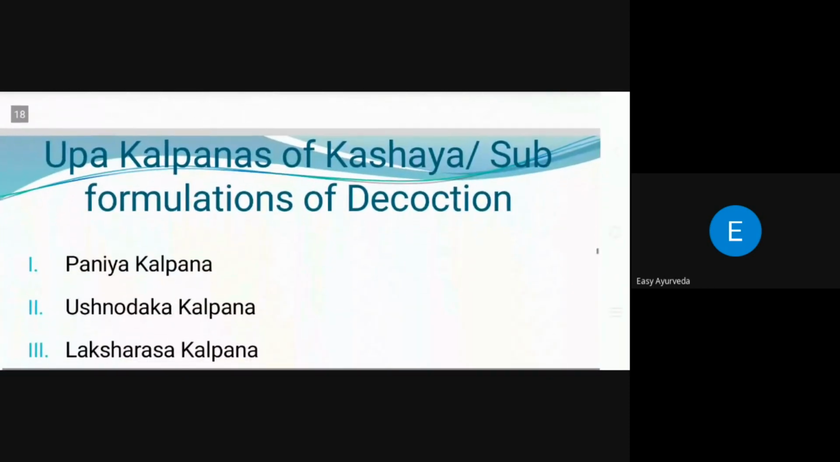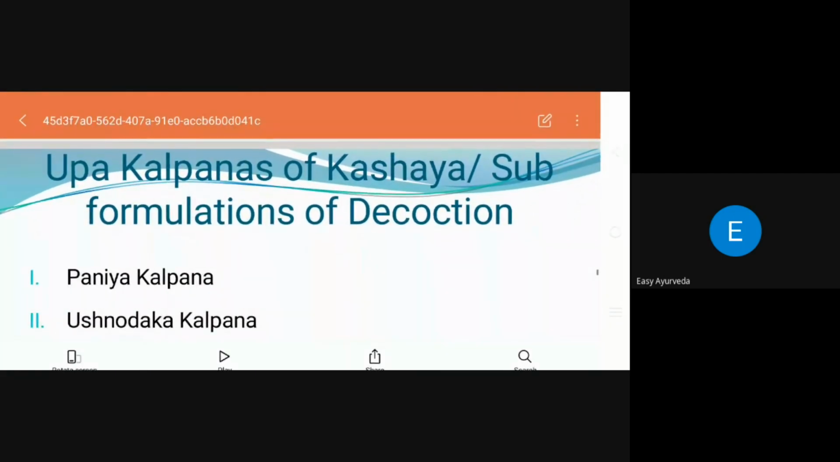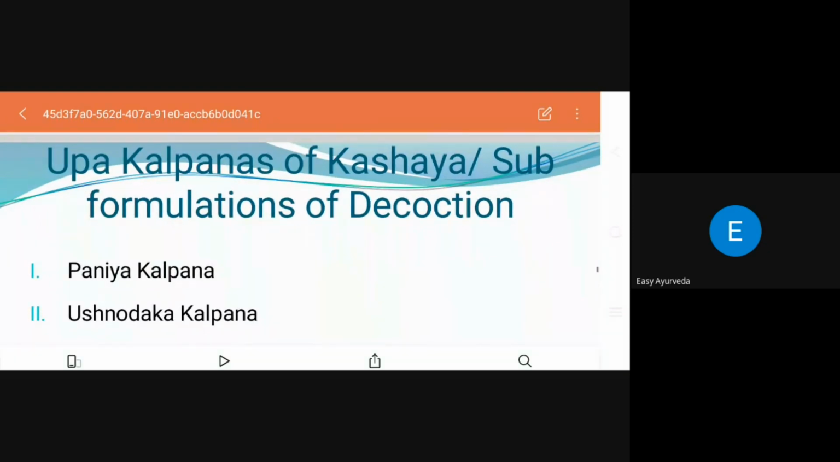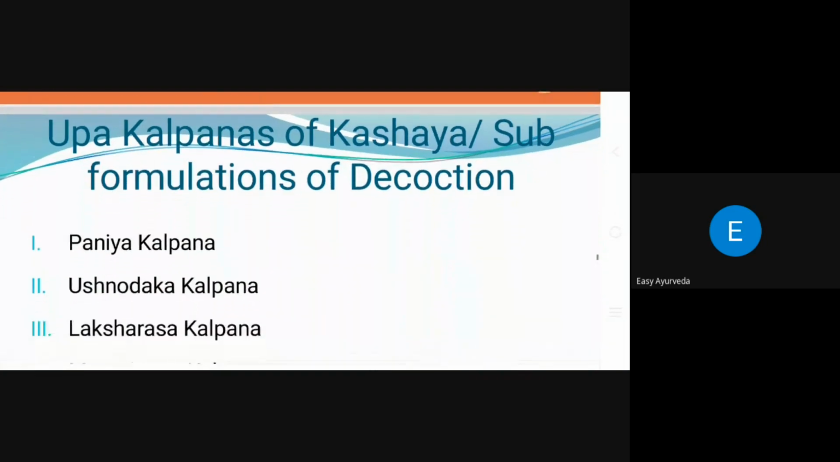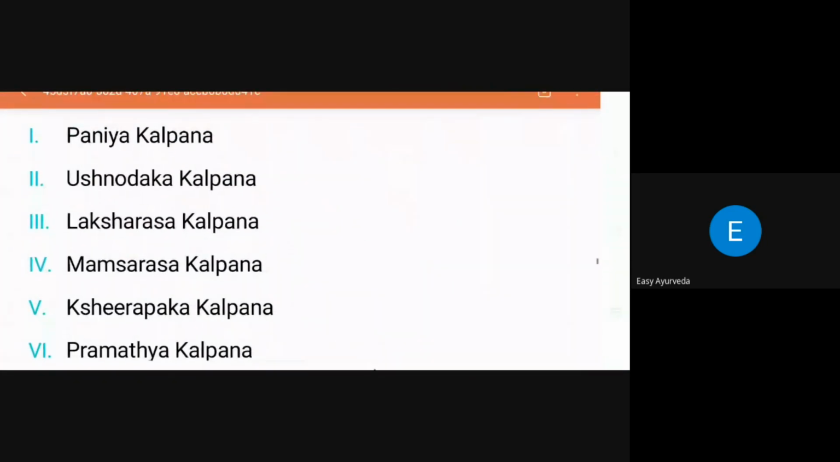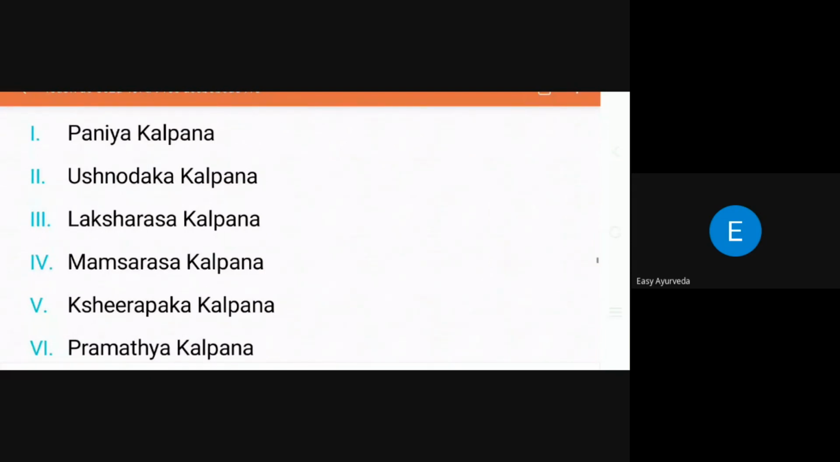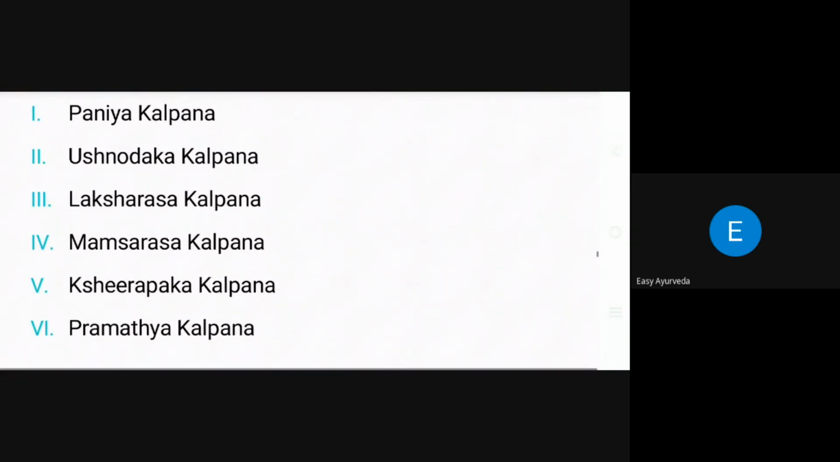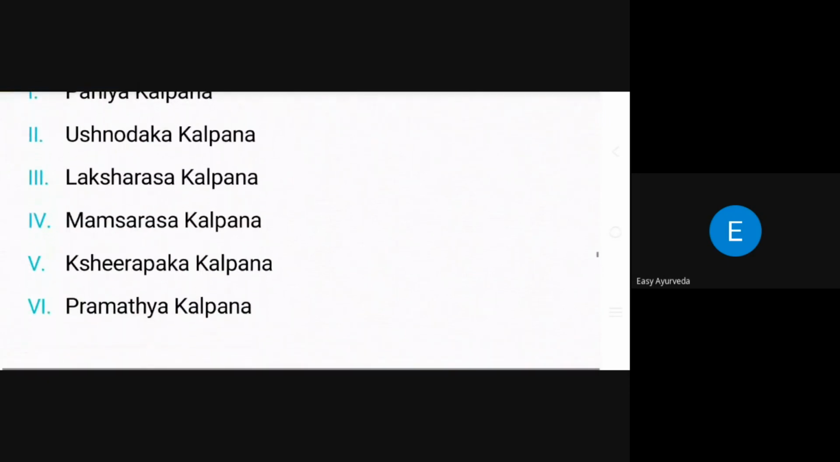Next we come to the upakalpanas of kashayas. Sub-formulations of decoctions have been explained here. Upakalpanas of Kashaya Kalpana are sub-formulations of decoction, using the same basic principle, the fundamental principle of boiling, that is Kvatha Kalpana or Kashaya Kalpana. There are 6 types of sub-formulations: Paneeya Kalpana, Ushnodaka Kalpana, Laksha Rasa Kalpana, Mamsa Rasa Kalpana, Ksheerapaka Kalpana, and Pramathya Kalpana. We are going to see them one by one.